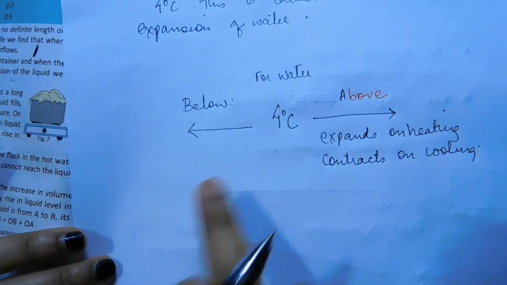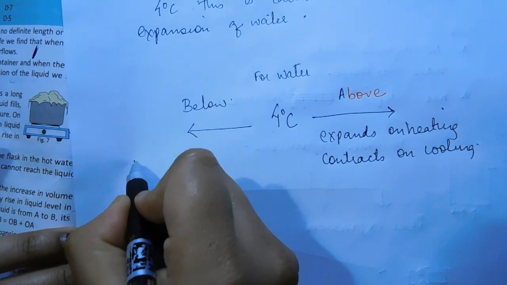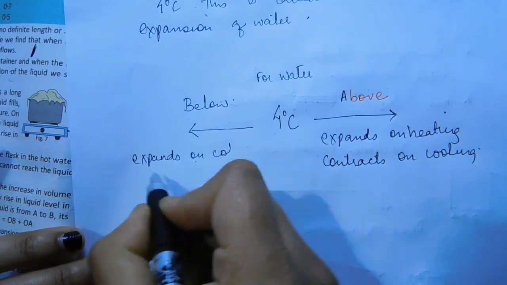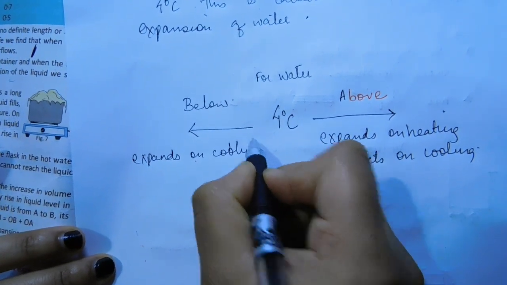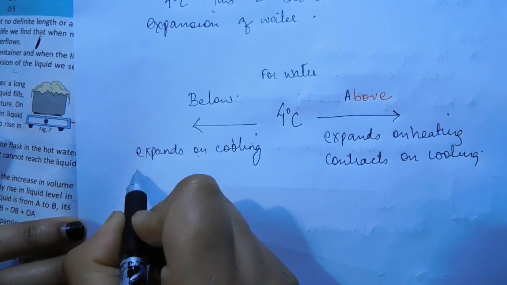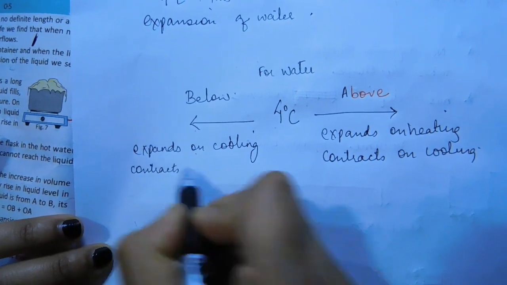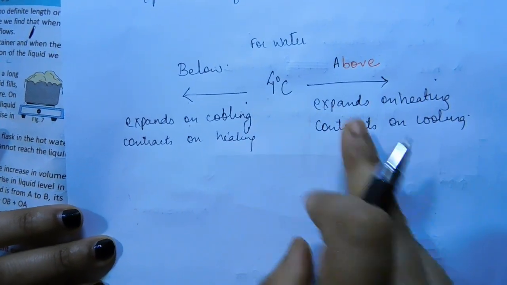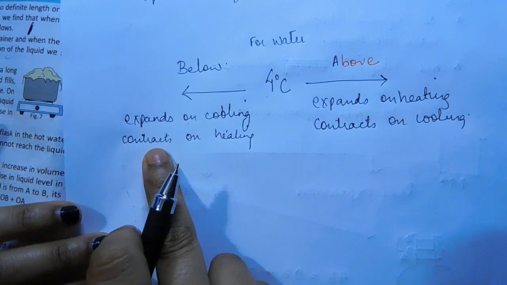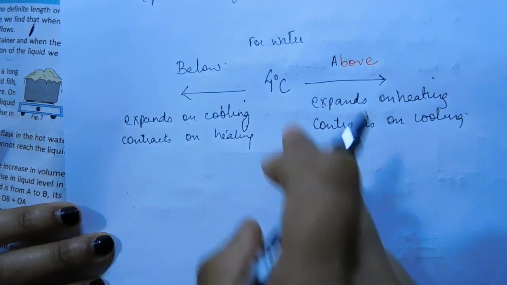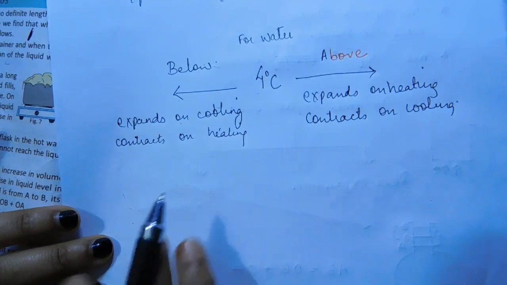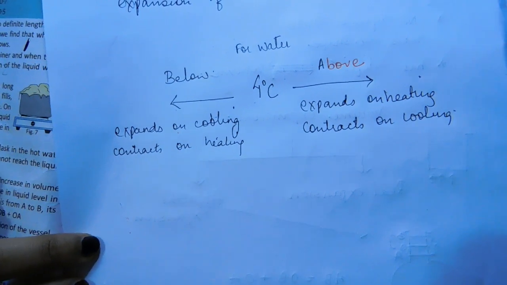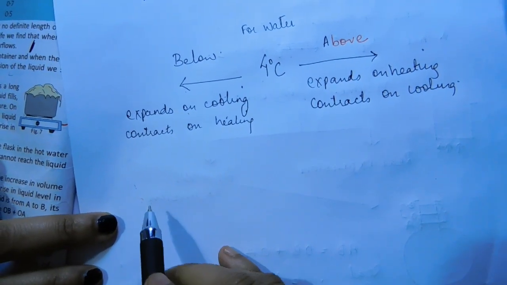It follows just the opposite, meaning it expands on cooling and contracts on heating. So above 4 degrees Celsius it follows the general rule, below 4 degrees Celsius it follows just the opposite. This abnormal property of water below 4 degrees Celsius is said to be the anomalous expansion of water, and it has got great importance in marine life.